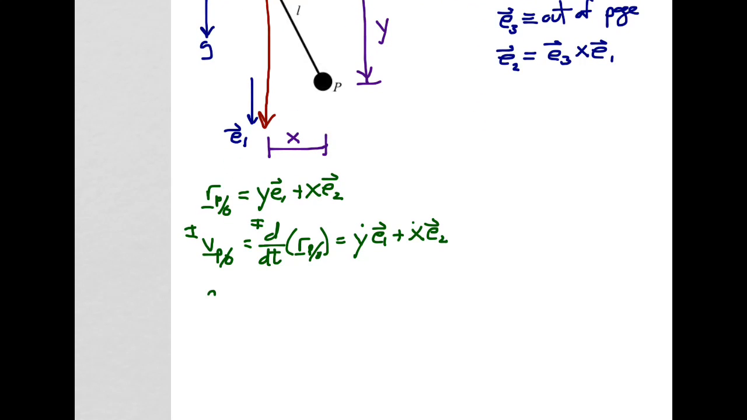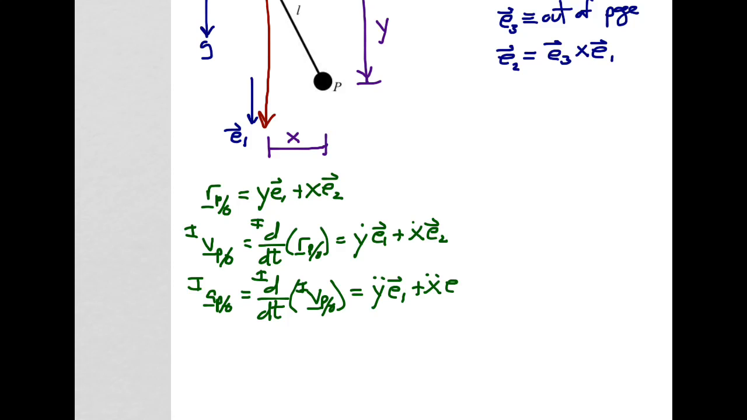And then for our acceleration, p with respect to O, as observed in the inertial reference frame, we're going to do d dt observed in the inertial reference frame of our velocity p with respect to O. We always need to put our reference frame in which it's observed, and that gives us y double dot in the E1 direction plus x double dot in the E2 direction.